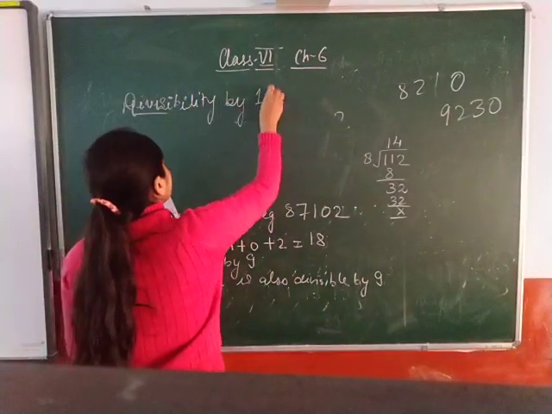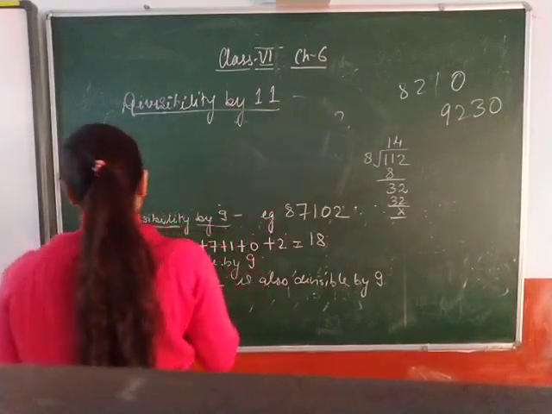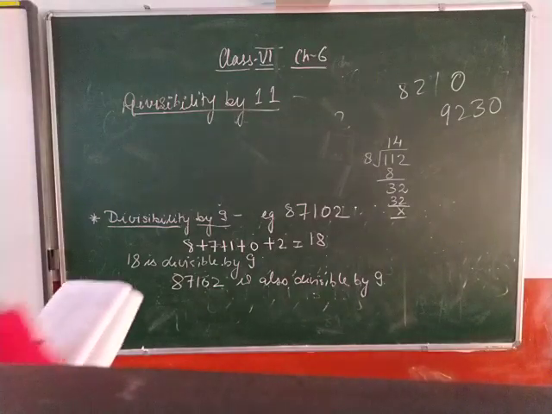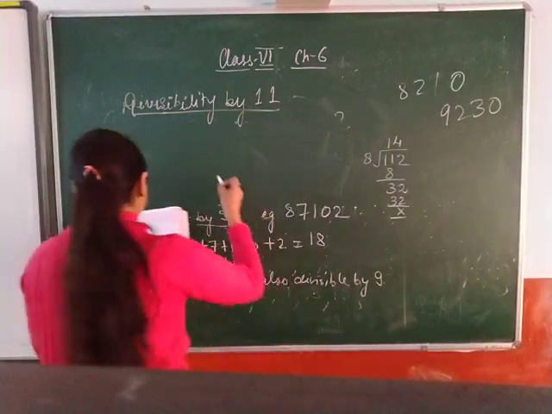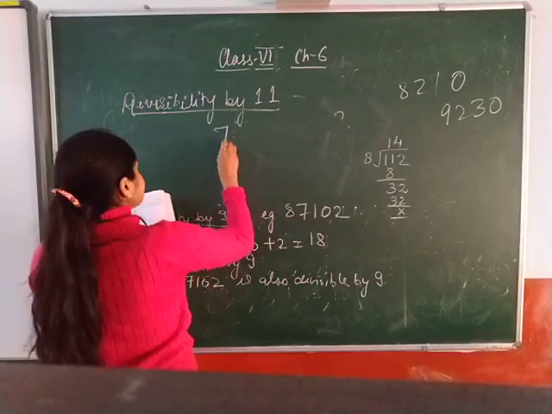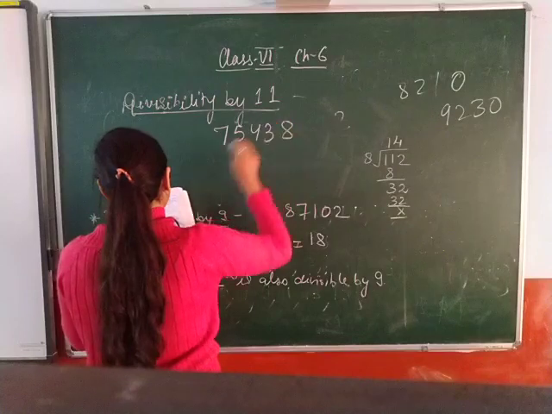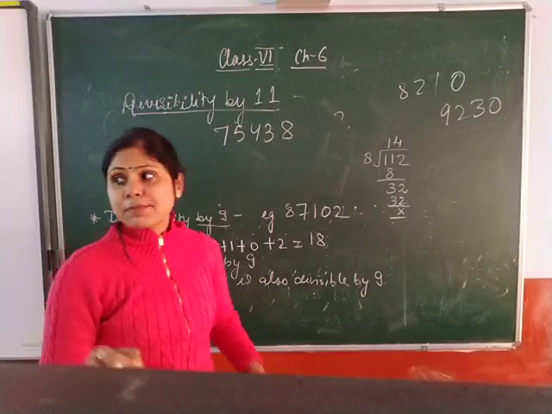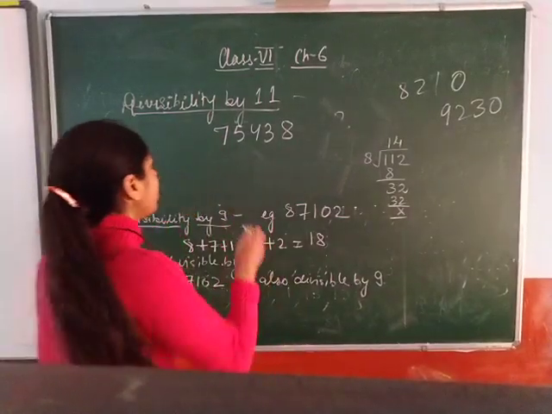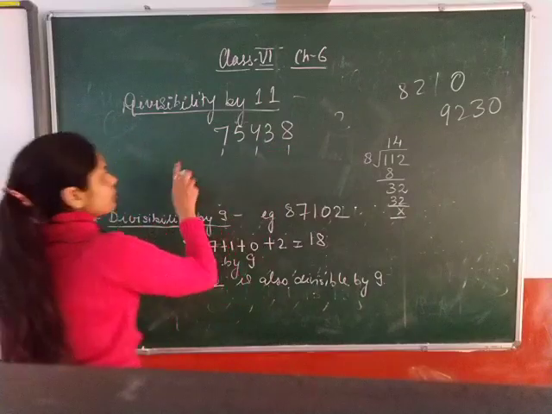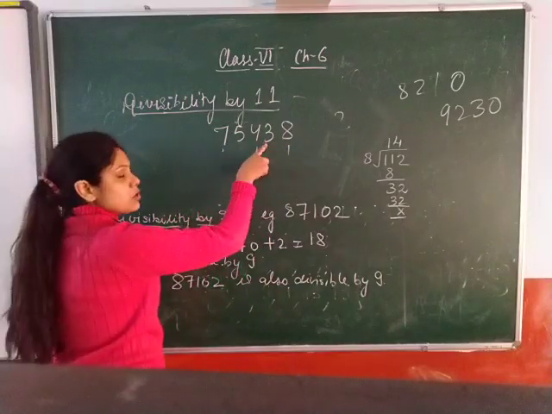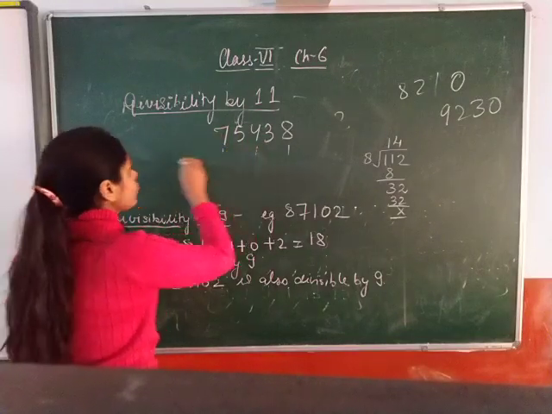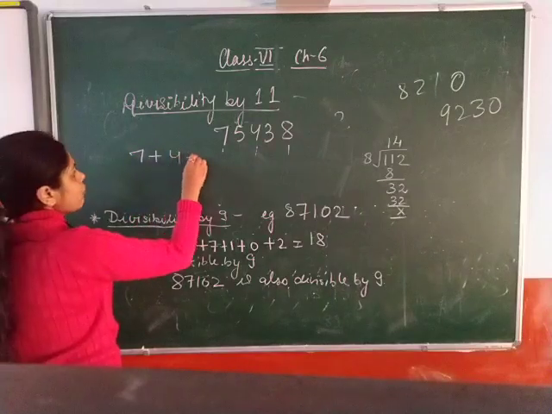How to check divisibility by 11? This one is a tricky one, so I will take an example. 75438 is a number. Now what you have to do is sum the digits present at odd places. This is the ones place, then tens, hundreds, thousands and ten thousands. So you will do 7 plus 4 plus 8.